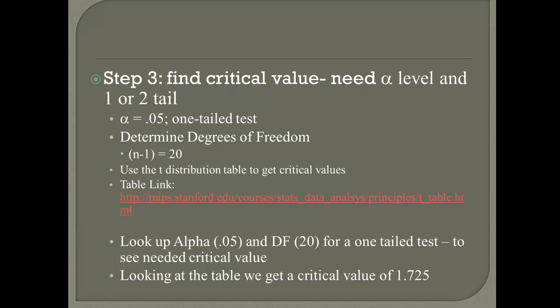Step 3 is finding our critical value. And remember, to figure out a critical value of a t-test, we need to know, are we going to do a one or two-tailed test, and we need to know the alpha level. Let's stick with a standard alpha level of 0.05, and we're doing a one-tailed test. Our next thing is to determine our degrees of freedom. We had a sample of 21 students, so degrees of freedom, n minus 1, equals 20.